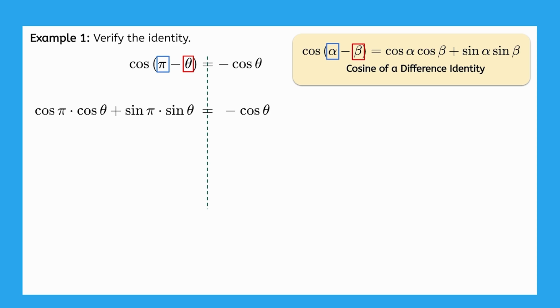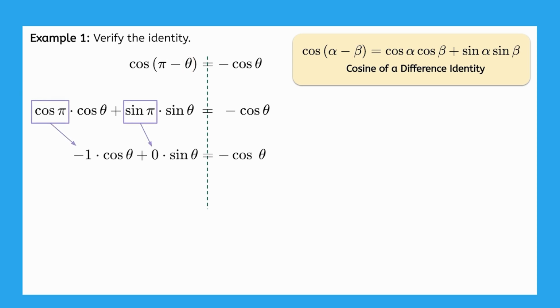Using our unit circle, we can evaluate cosine and sine of pi, which equal -1 and 0 respectively. 0 times sine of theta cancels out, and -1 times cosine theta gives minus cosine of theta, exactly what we wanted. Identity verified.